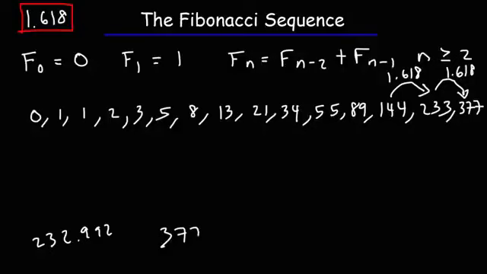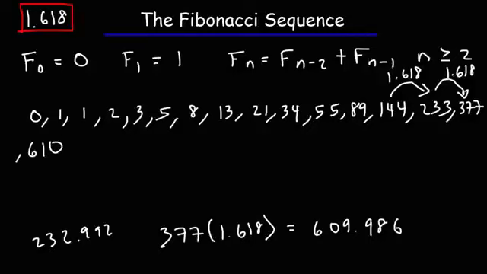So if we take 377, multiply it by 1.618, we can approximate the next number in the Fibonacci sequence. And that is going to be 609.986, which is approximately 610. And you could confirm that. If you add the previous two numbers, 233 plus 377, it gives you 610. So the golden ratio helps us to get the next term in the sequence. Now you can also go backwards. If you take 233 and multiply it by 0.618, it'll give you 144.